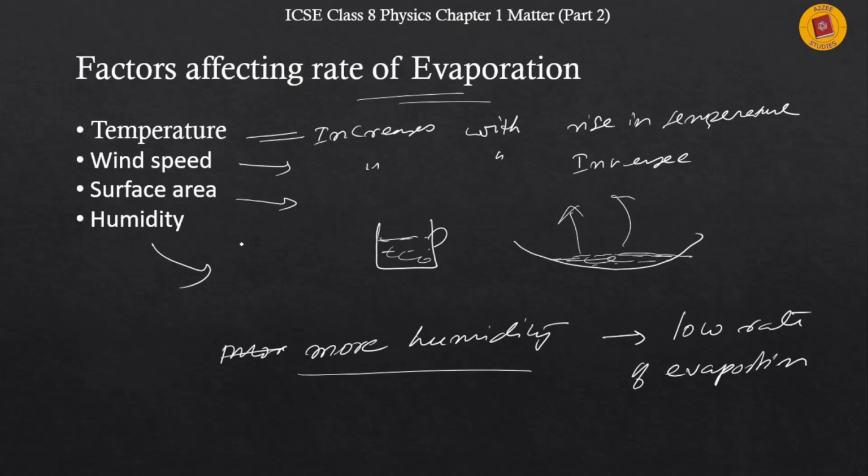This is because of humidity. What is humidity? Humidity means presence of water vapor. So when there is already lots of water vapor present in the surroundings, the water particles present inside the clothes find it difficult to escape. That is the reason why the rate of evaporation becomes very low. Okay, so this was all about the topic.